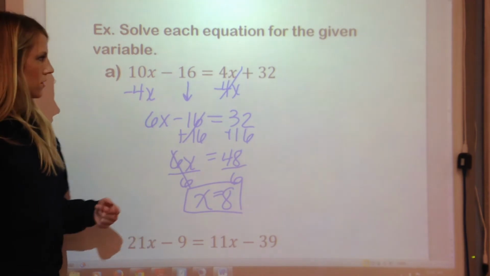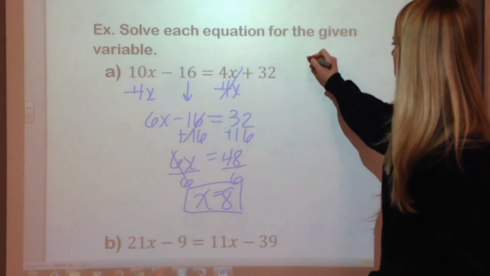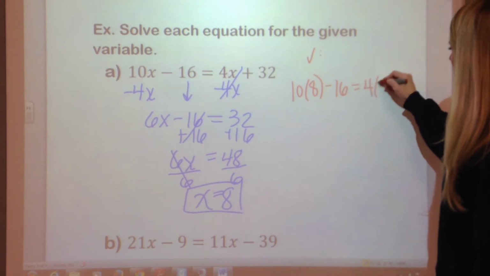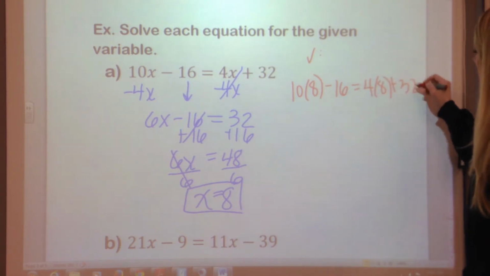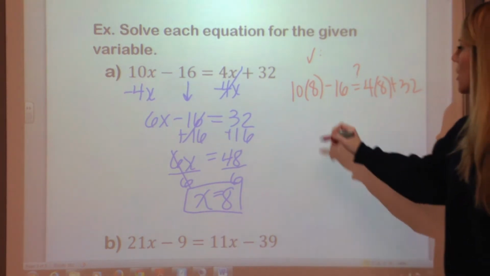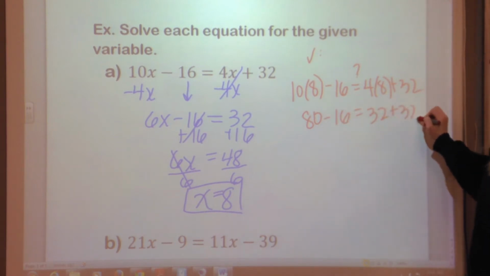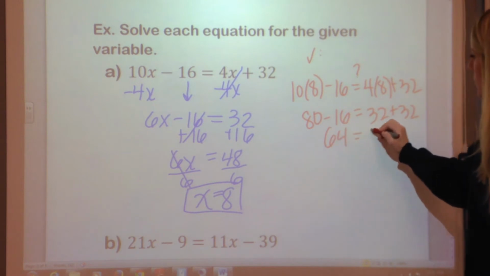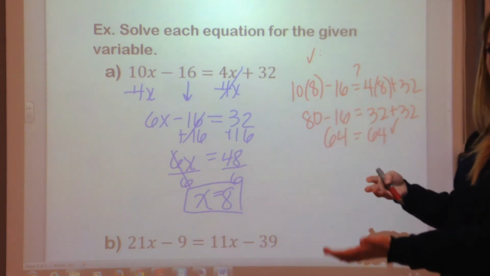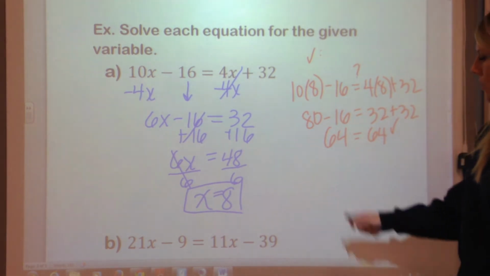Now how can I check this? I go back to the original problem and plug in 8 for x. So 10 times 8 minus 16 equals 4 times 8 plus 32. I'm checking, I want to know, is my value for x correct? Does the left side equal the right side? So I have 80 minus 16 and 32 plus 32. Well, 80 minus 16 is 64, 32 plus 32 is also 64. So I know I got it right because when I plug in that value for x, the left side equals the right side, and that's what an equation is. It's completely balanced. Left side must equal right side. So that's the first one.